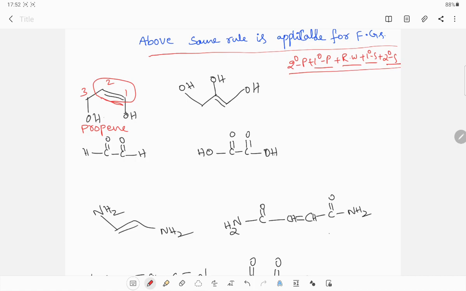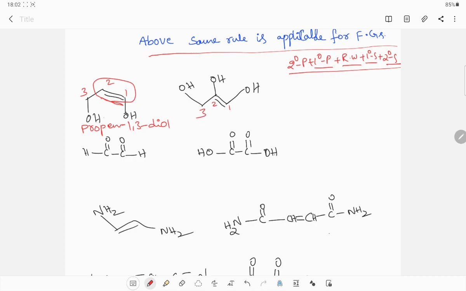Secondary suffix, functional group names. The functional group is ol. See, ol is a vowel letter, that's why we remove the e. Propene 1,3-diol. Propene 1,3-diol.